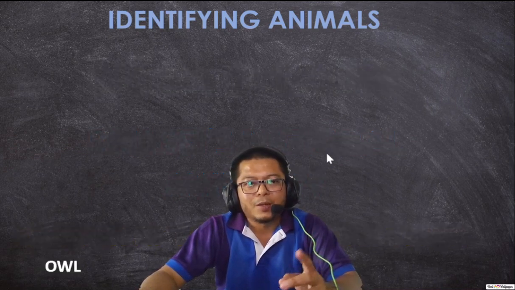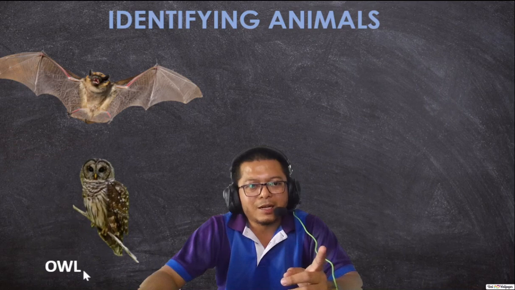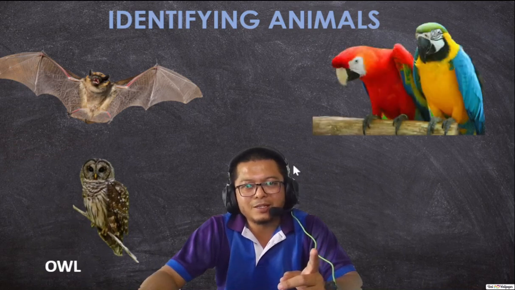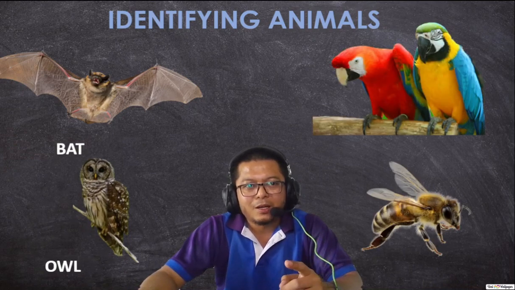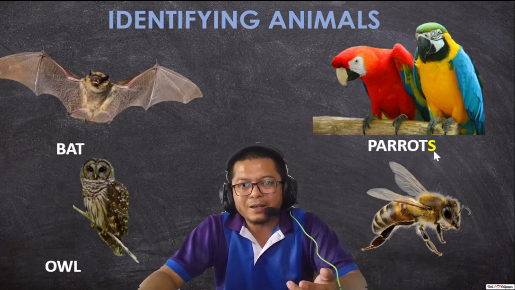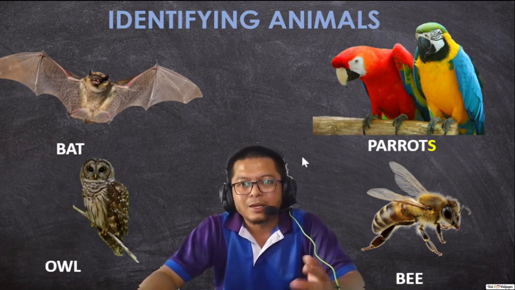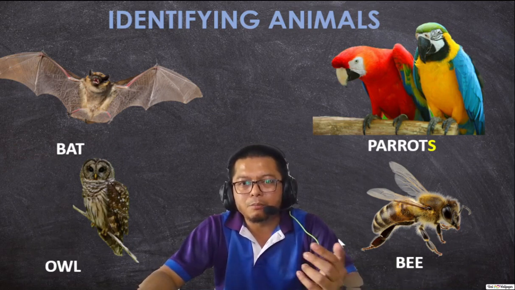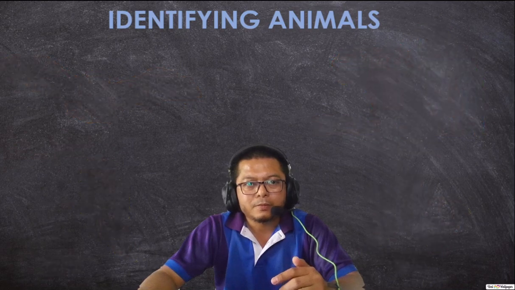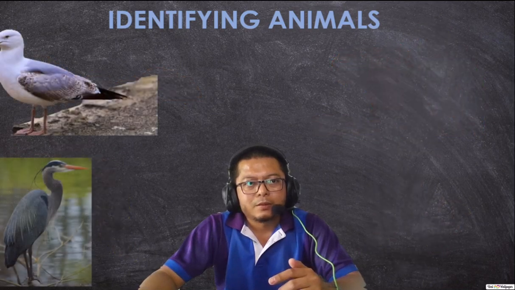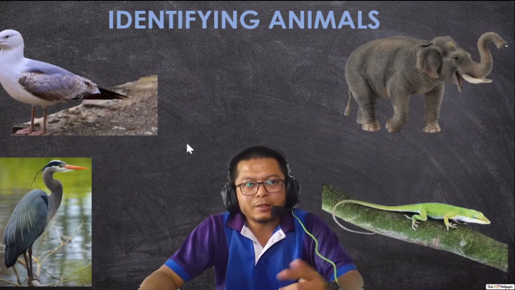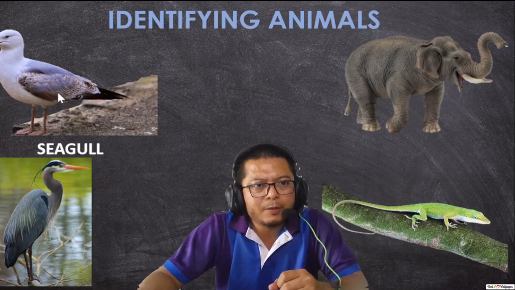Okay, excellent. Now next, owl. That's the first answer there. Now this is a bat and a parrot, or parrots. If there's more than one, we add s, parrots. And this is a bee, lebah. Next animal, this is a seagull.